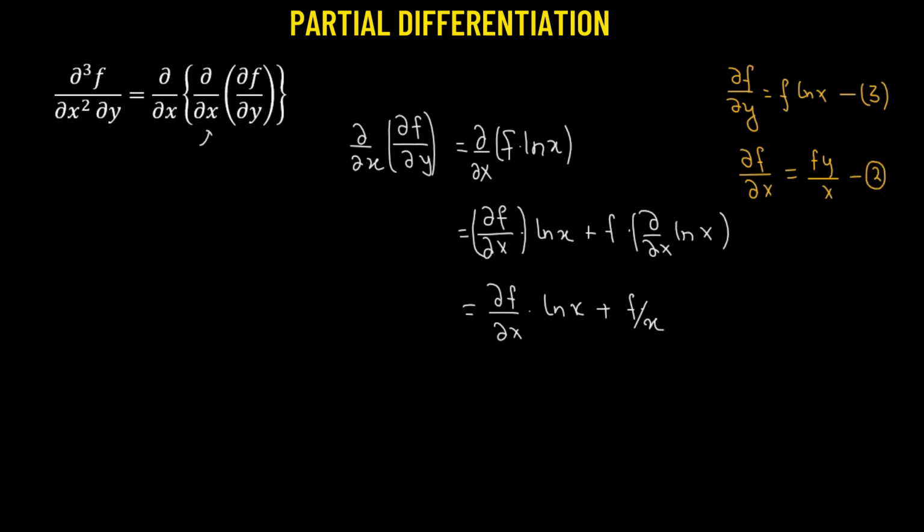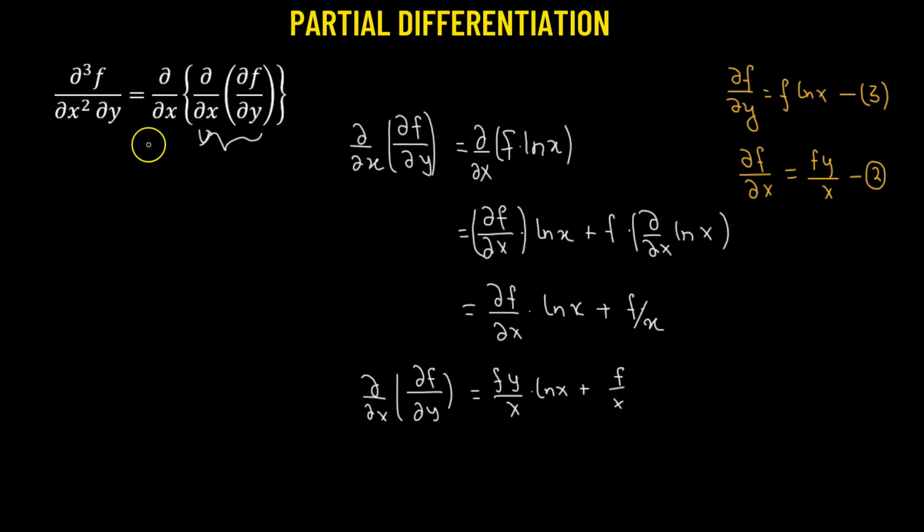So let's use this value as well. So we will have fy divided by x times natural log of x plus f divided by x. So this is the value of partial of f with respect to y, and then we take its partial with respect to x. So now we have this particular value. So this came out to be fy over x times log of x plus f over x.